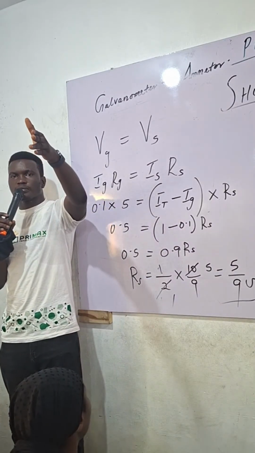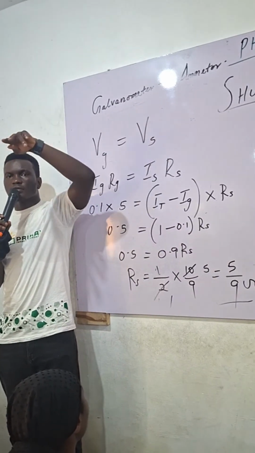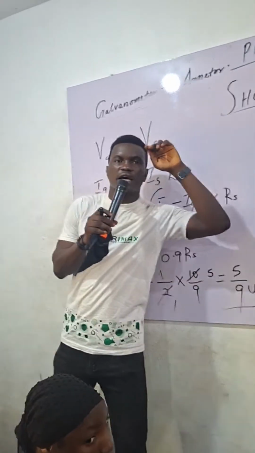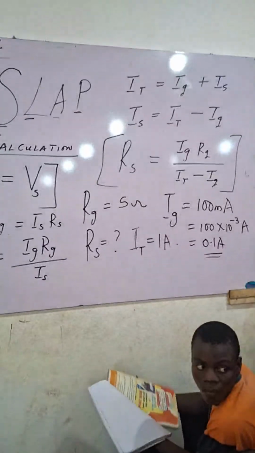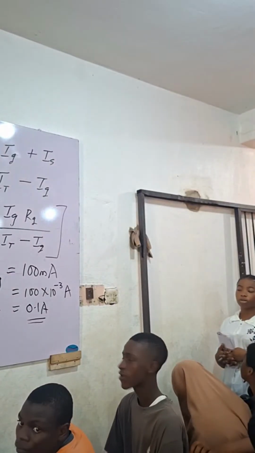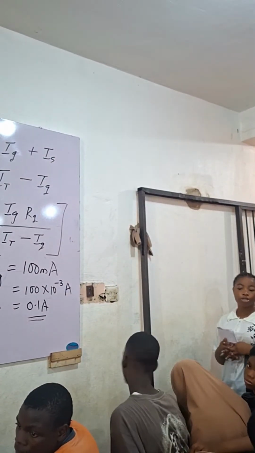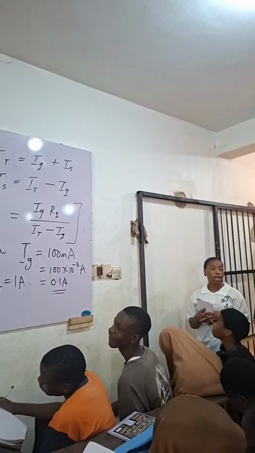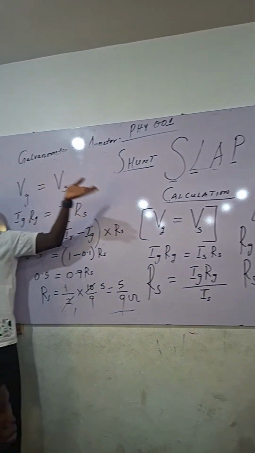What's your name? Aisha. Because it's meant to calculate work done.